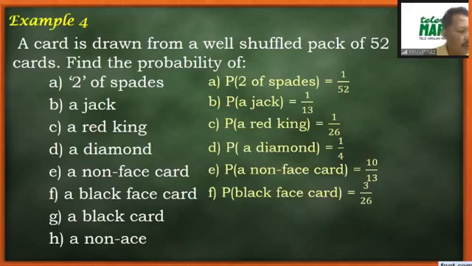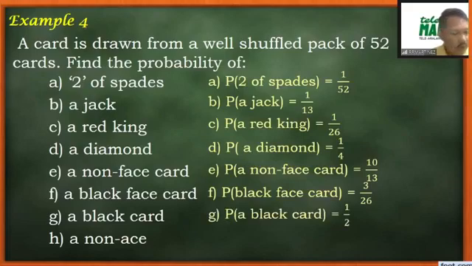Okay, very good. From Maggie Valerio, 3 over 26. Very good. From Ella Balanay, 3 over 26. From Margaret Galang, 3 over 26. How about the probability of getting a black card? The probability of getting a black card. 12 over 13 from Hans Christian Roque. Okay, so the answer, Hans, is 1/2. Black card.